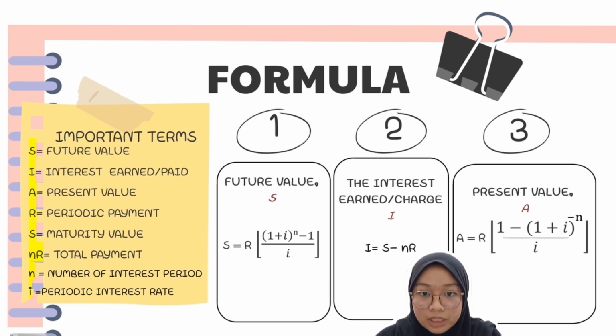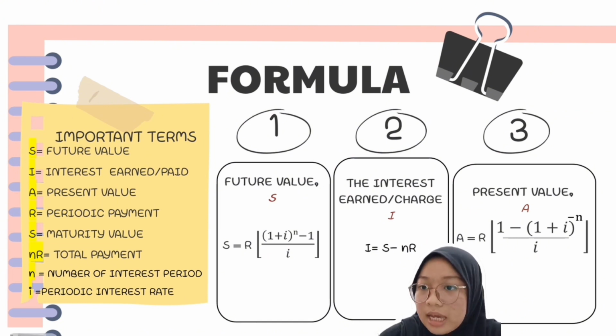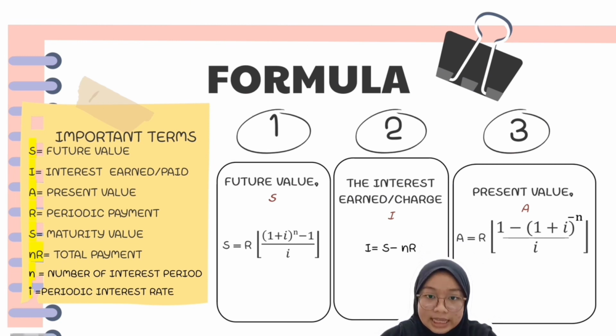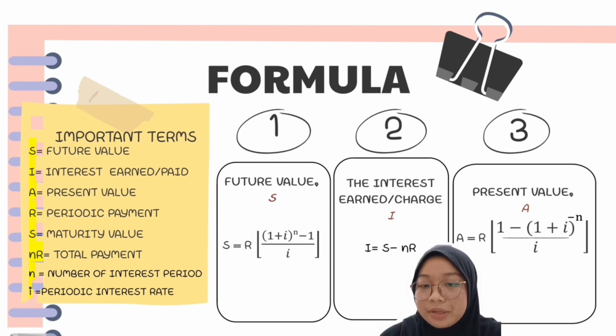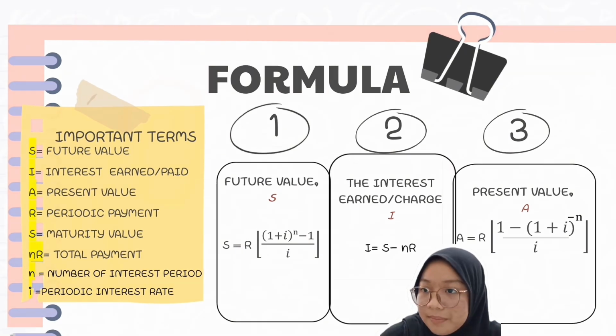The second formula is the interest earned or charged, which is I. I equal to S minus nR. S is future value and nR is total payment. The third formula is present value, which is A. A equals to R, 1 minus, in a bracket, (1 plus i) to the power of minus n, over i.